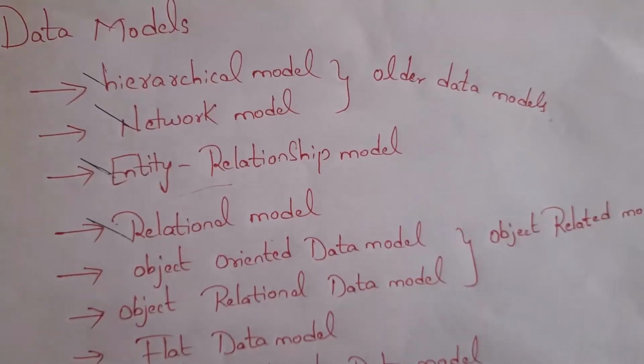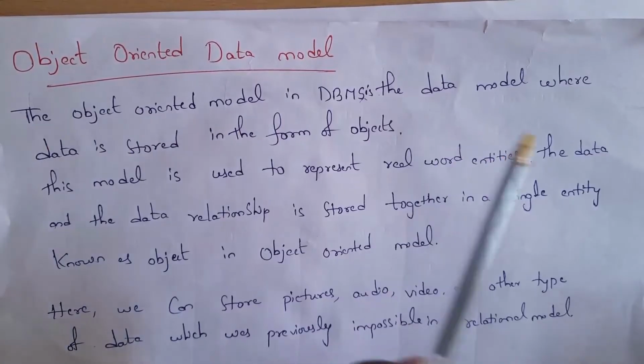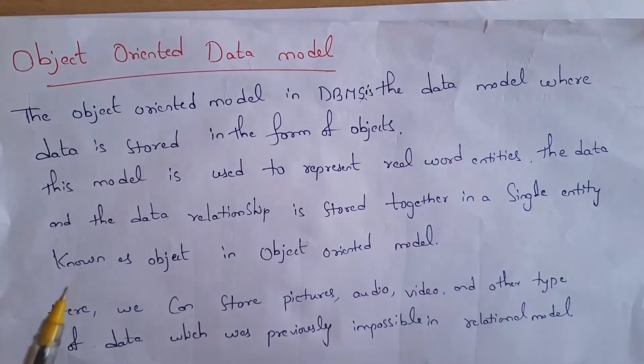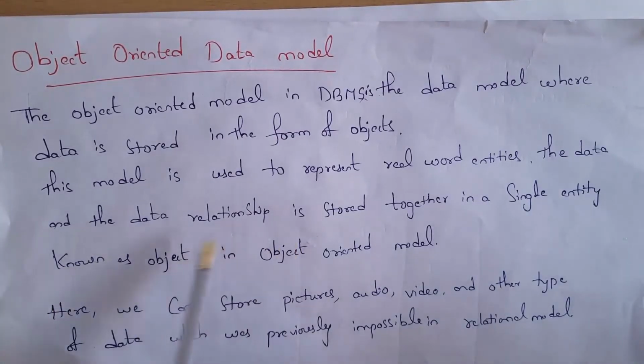Next I will explain the object-oriented data model. The object-oriented data model in DBMS is the data model where data is stored in the form of objects. I will give one example so that you can clearly understand it. This model is used to represent real-world entities. For example, in a college management system, students, faculty and department are all considered real-world entities. Thus, in the object-oriented data model, we store data and data relationships in a single entity, and we call that entity an object.